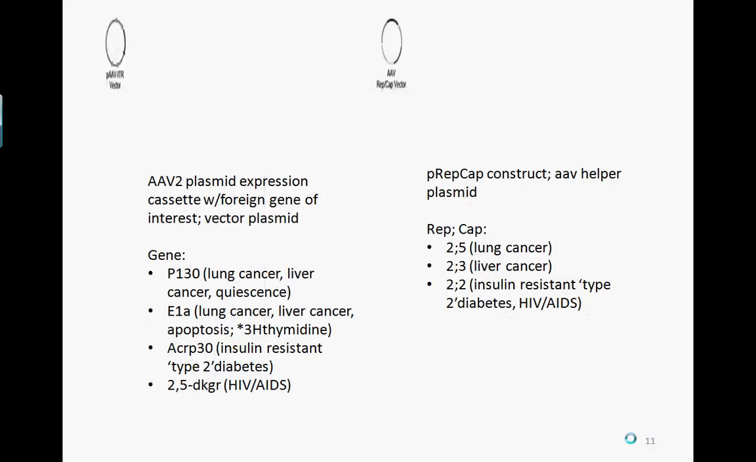This is the expansion of slide number 10. Making modifications to the pAAV-ITR vector plasmid will insert varying therapeutic genes. For example, inserting the ACRP30 therapeutic gene will make the RAAV plasmid suitable for treating insulin resistance / type 2 diabetes.